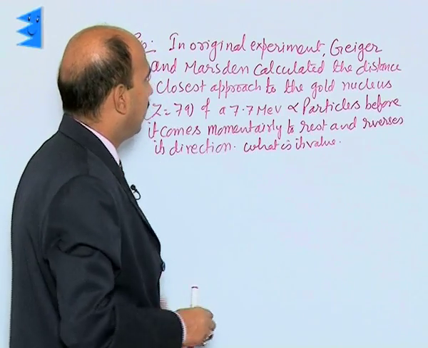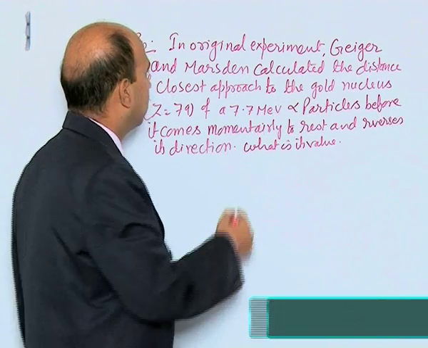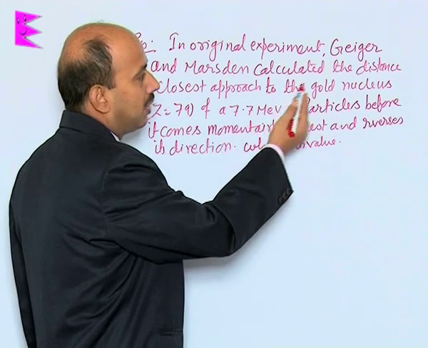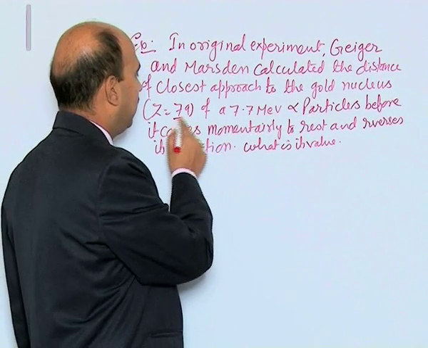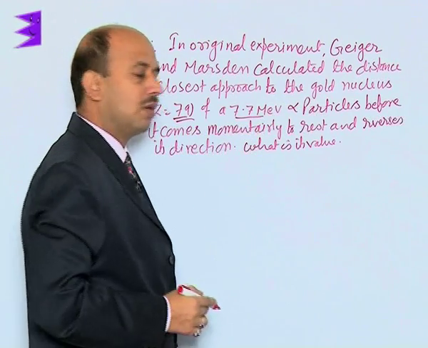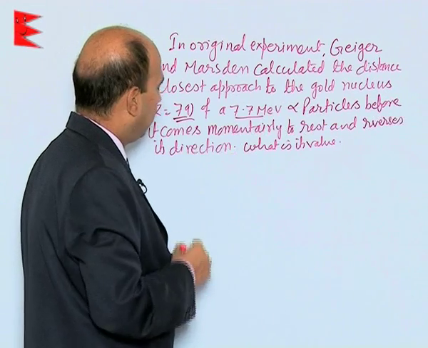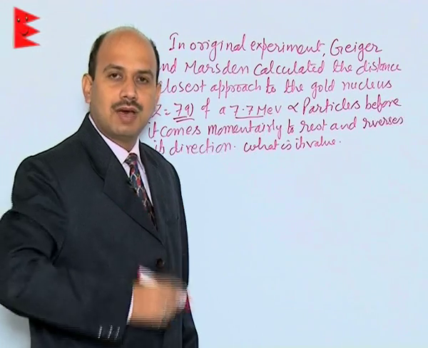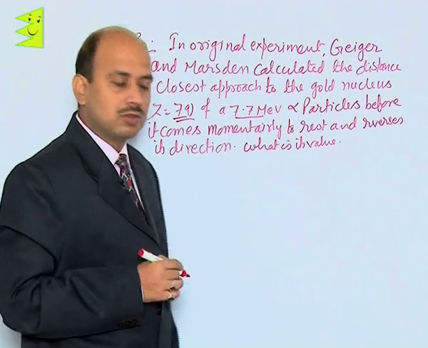Now, see here in this experiment, that is actually an original experiment of Geiger and Marsden. Geiger and Marsden calculated the distance of closest approach to the gold nucleus, Z equal to 79, of 7.7 mega electron volt alpha particles before it comes momentarily to rest and reverses its direction. What is its value? So, we have to calculate the value of the distance of closest approach.